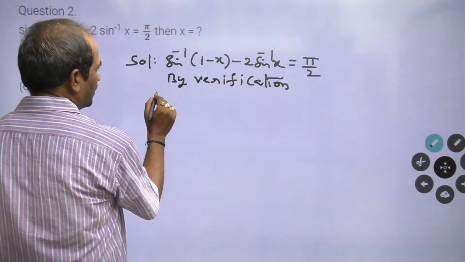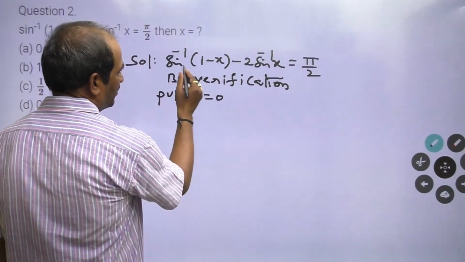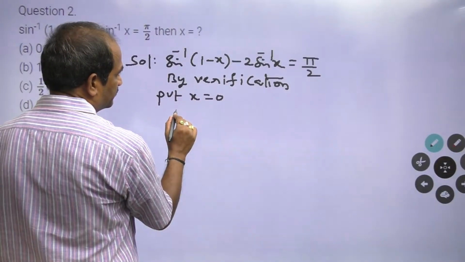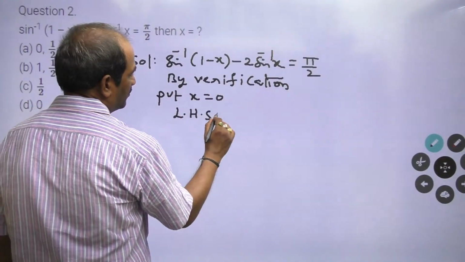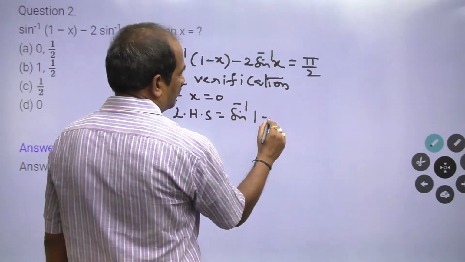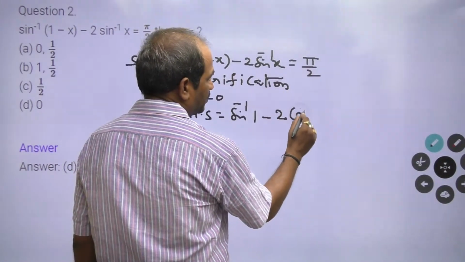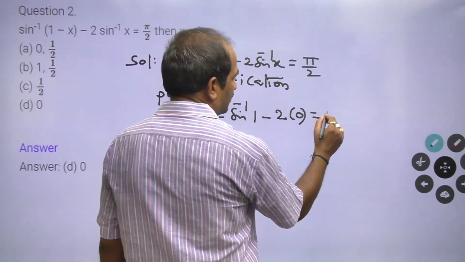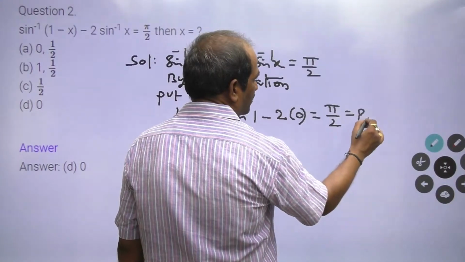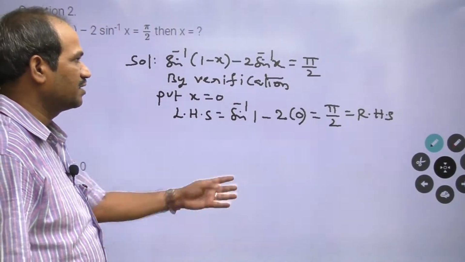Put x is equal to 0 in the first option and replace it in the LHS value. Sin inverse of 1 minus 0, minus 2 into sin inverse of 0. Sin inverse of 0 is 0, so the total is sin inverse of 1, which is equal to pi by 2. That is equal to the RHS value. So x is equal to 0 is satisfied.